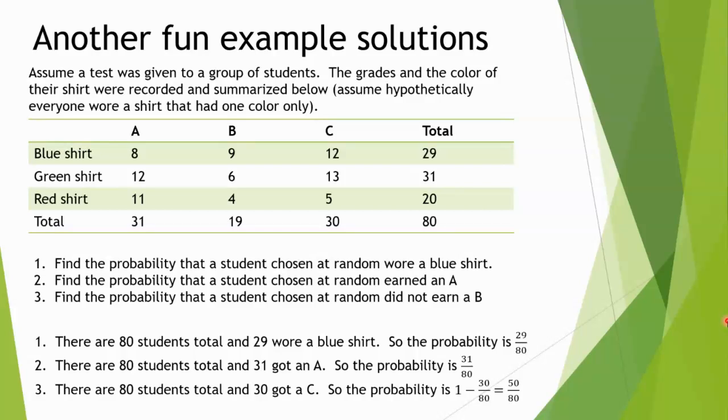What you could have done also was, if they didn't earn a C, right? They had to have earned an A or a B. So these students are the ones corresponding to the event that the student did not earn a C. And that's 50 students in here. So that would also be 50 out of 80. Okay. Now, just another way to find it. Just another way to solve the problem. That's all. Okay. Now, are there any questions about that?